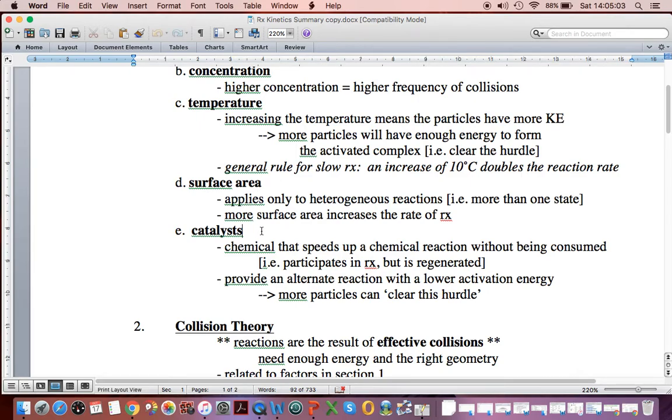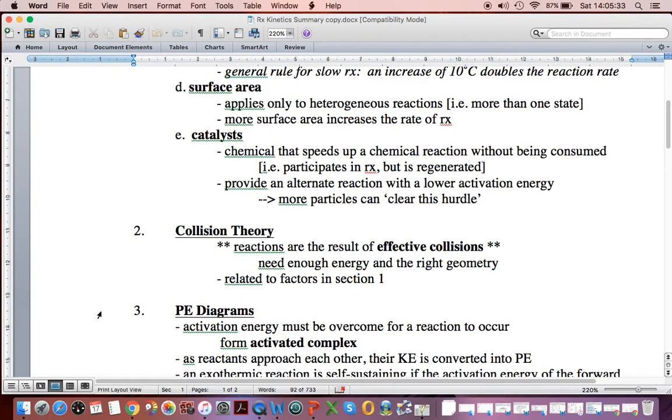Catalysts we like to think of in two ways. One, it's a chemical that speeds up a chemical reaction without being used up. So it means it may participate in the reaction, but at the end you get it back. We also like to think of it in terms of potential energy diagrams, and what it does, it provides an alternate pathway with a lower activation energy, meaning the activated complex has a lower energy and is easier to form. And therefore more particles can form this activated complex and clear the hurdle.